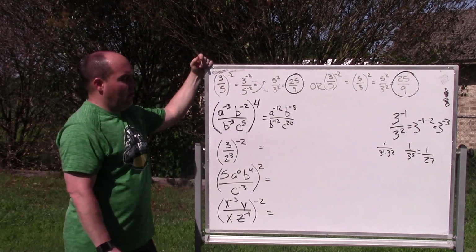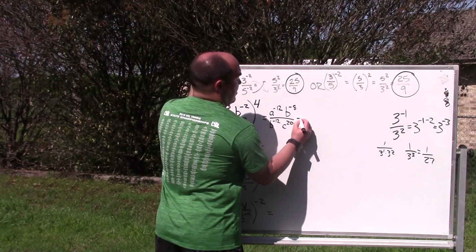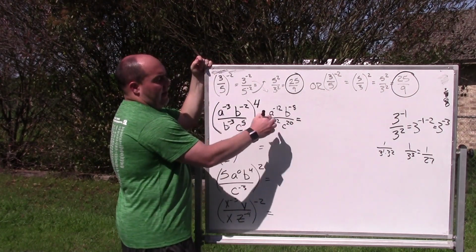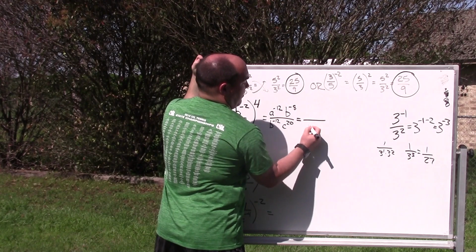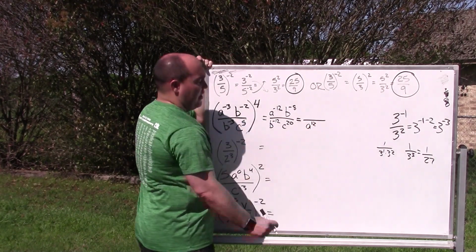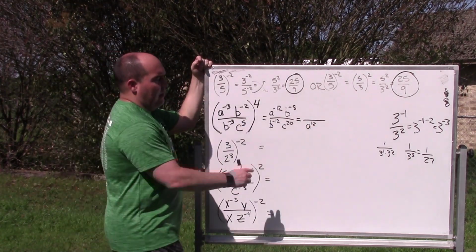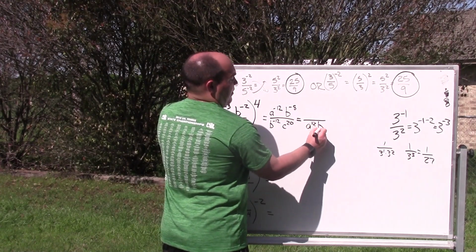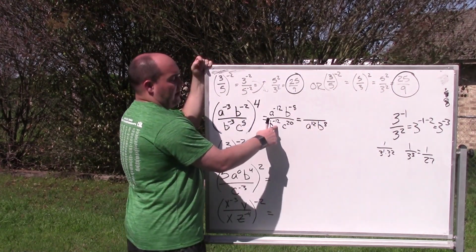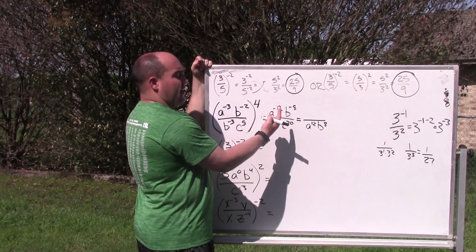Alright, so now as I'm working through this, a to the negative 12th is going to need to go to the bottom because it's a negative exponent. B to the negative 8th is going to need to go to the bottom. B to the negative 12th is already on the bottom, but it's negative, so it's got to go up.